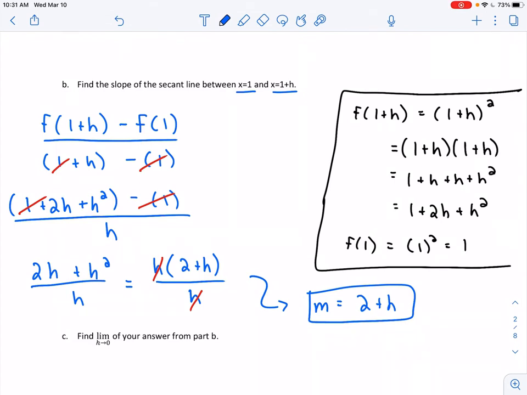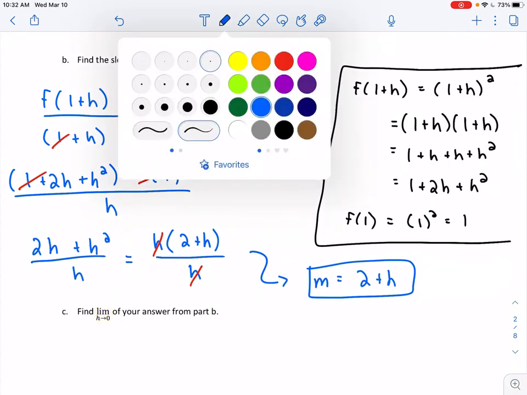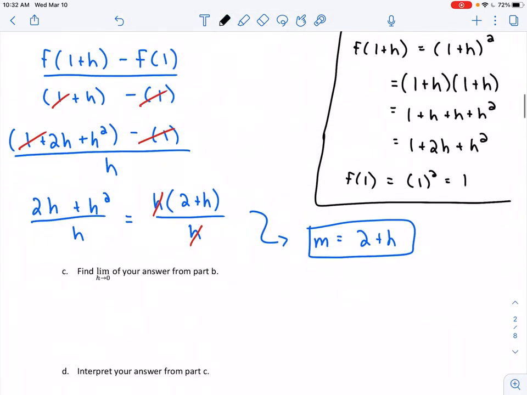I said earlier that we studied limits, and there's a reason why we study limits before we start to answer this big question, and that's because we need limits here. So in part C, I'm going to apply the limit as h approaches 0 to our answer from part B. So I'm going to find the limit as h approaches 0 of our answer from part B, which was 2 plus h. This is a relatively straightforward limit. We can just plug in 0. 2 plus 0 gives me 2. So that is my limit.